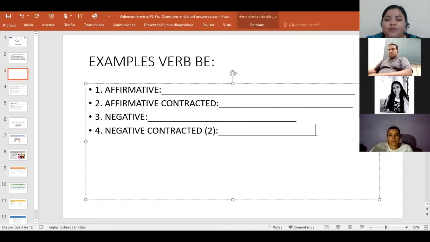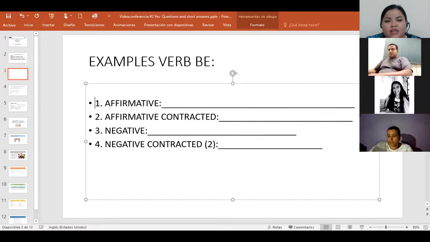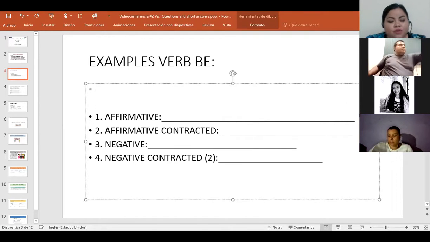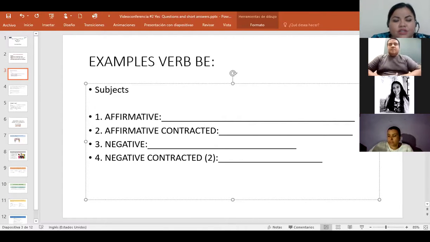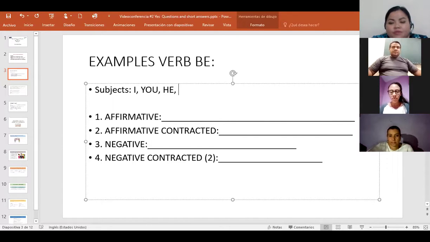If I have the examples of the verb be, what are the subjects that we use in the verb be? Jessica, what are the subjects that I use? Yesterday I mentioned four subjects, I guess. What are the subjects that I use? Jessica Rosemary? I, you, he, she, it. Very good, very good. So we practice five subjects: I, you, he, she, it.